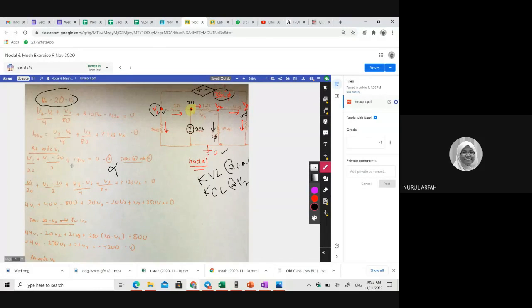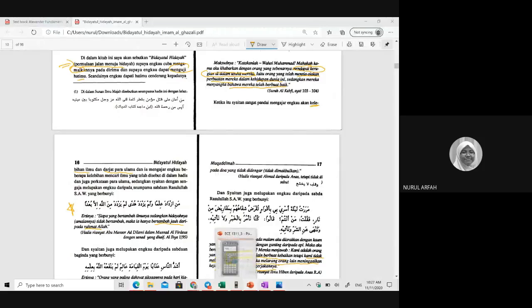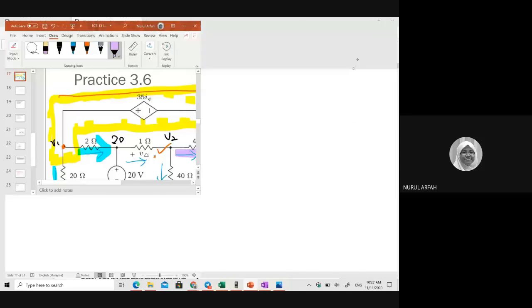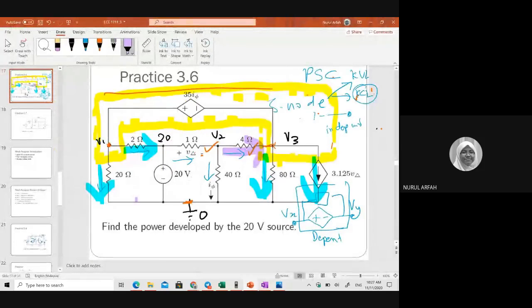This is V1 over 20. Okay, but V1 minus 20 over 2 here, yes. But this is wrong because you have, wait, this 13. What is this, 13? Where is 13 coming from? Maybe this one, right?